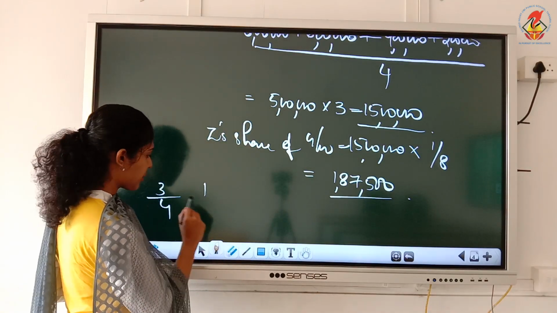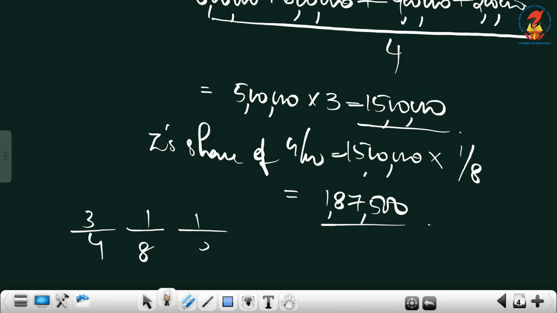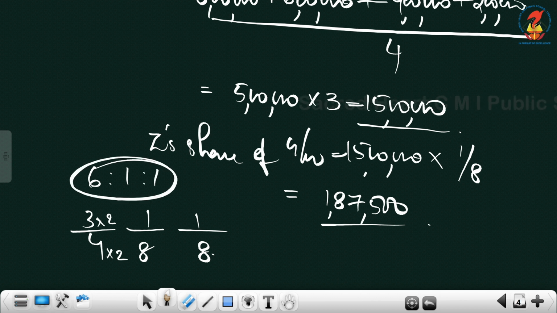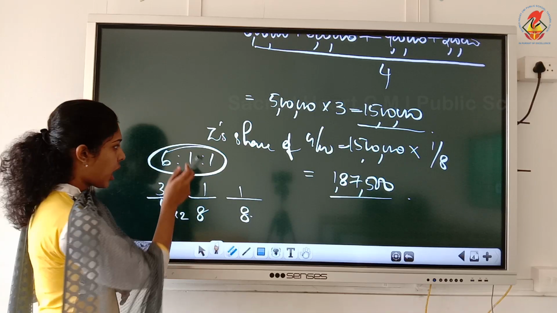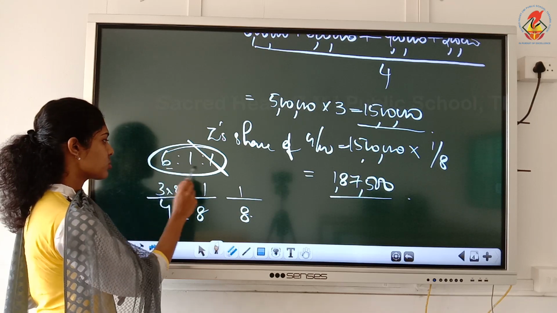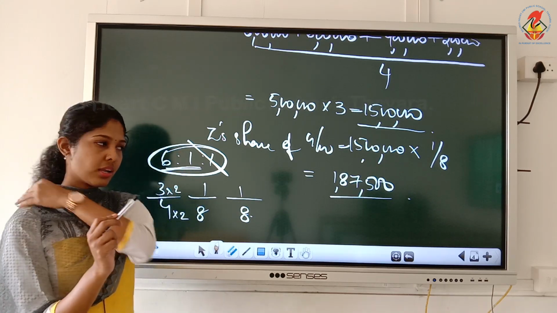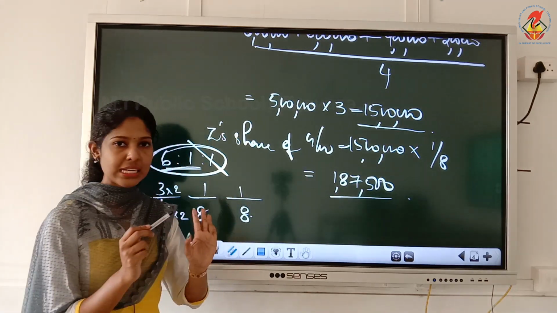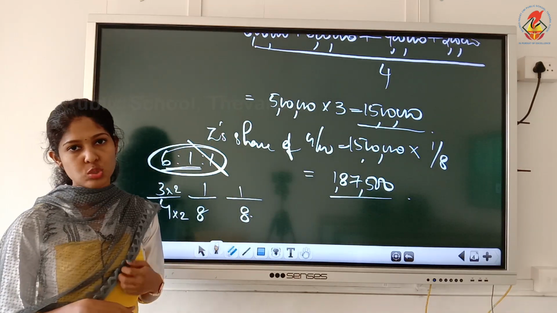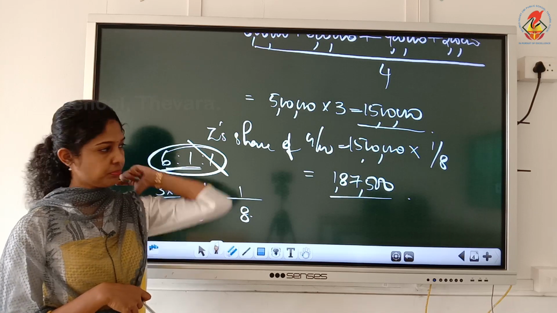It's given like 3/4, 1/8, 1/8. How will you make it into the common base? 4 into 2. So here also you have to multiply by the same. So the ratio will be 6:2, that is 3 into 2, 6. 6:1:1 is the ratio. Out of that, Z is retiring? So now the gaining ratio is 6:1. Understood? So divide this 1,87,500 in 6:1 ratio, that is the gaining ratio.